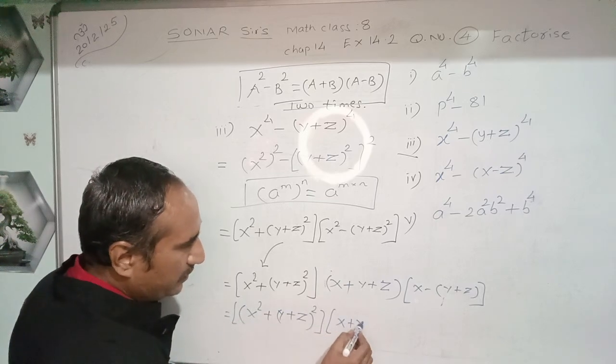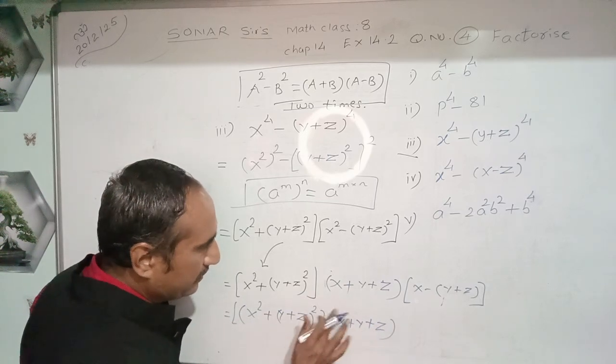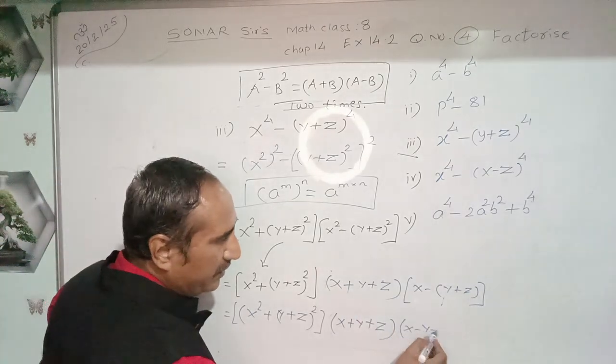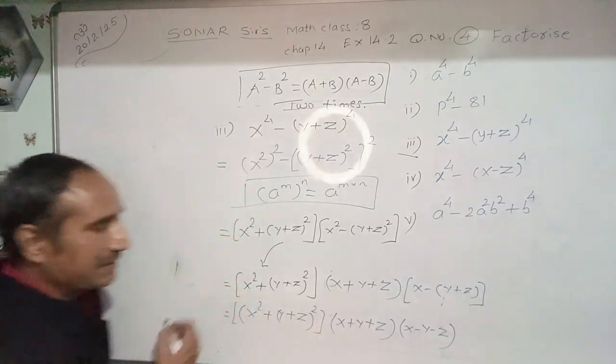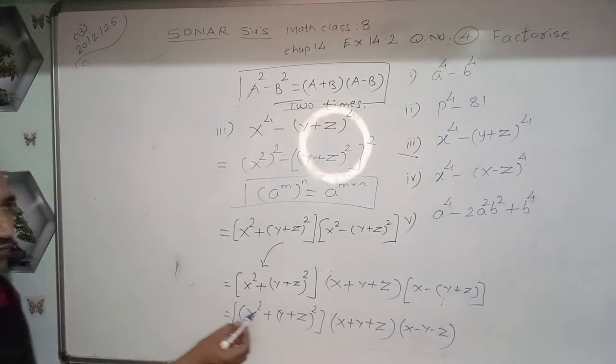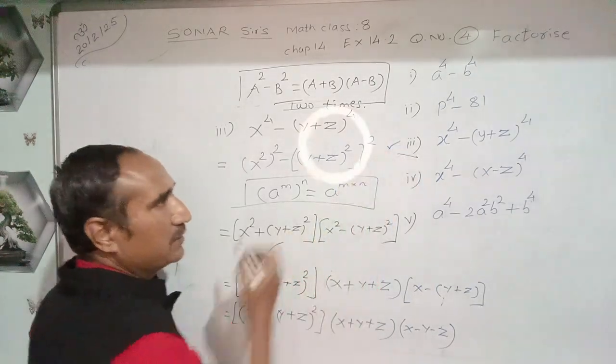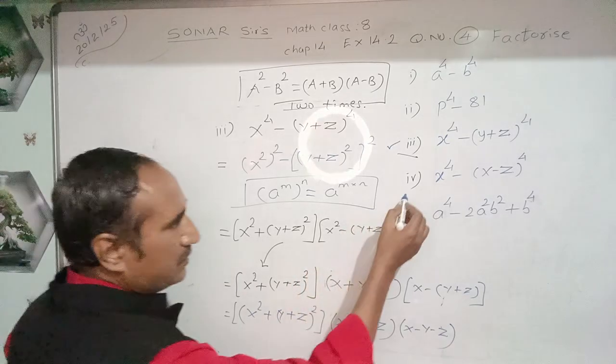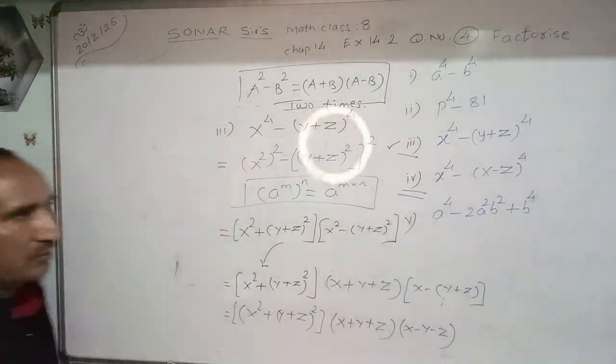Here x plus y plus z, and in another bracket there is x minus y minus z. And these are the factors of sub question 3. Similarly, let's solve question number 4.